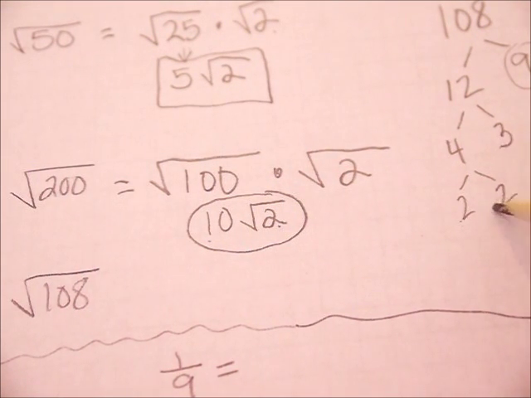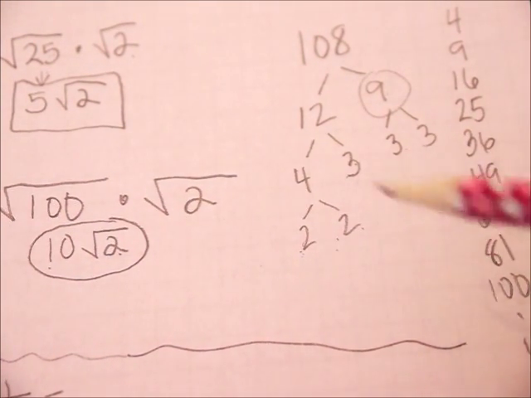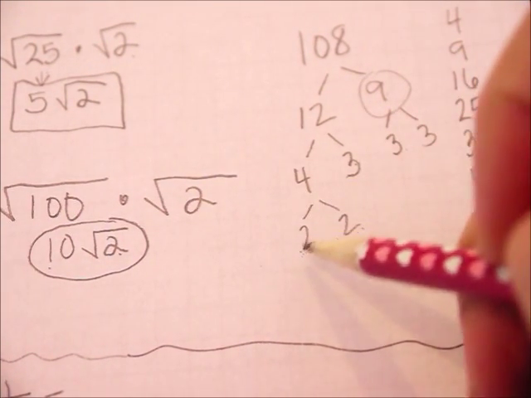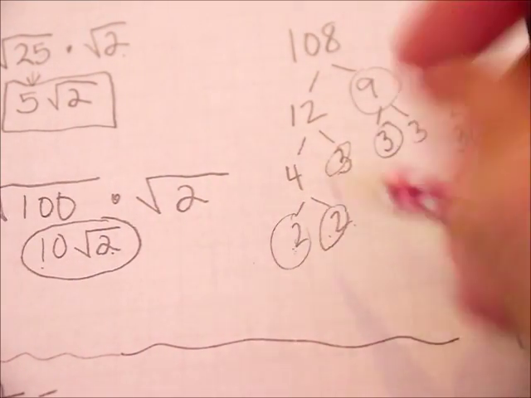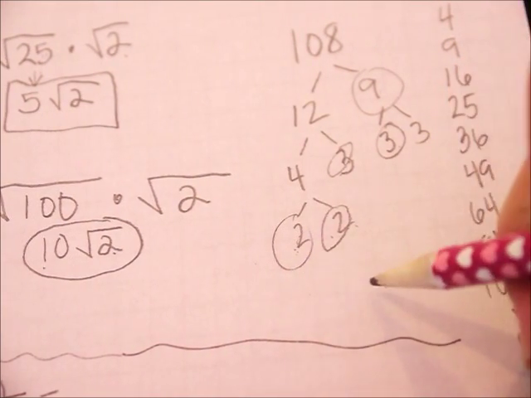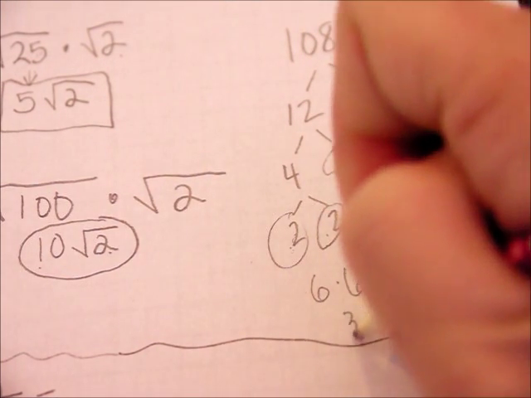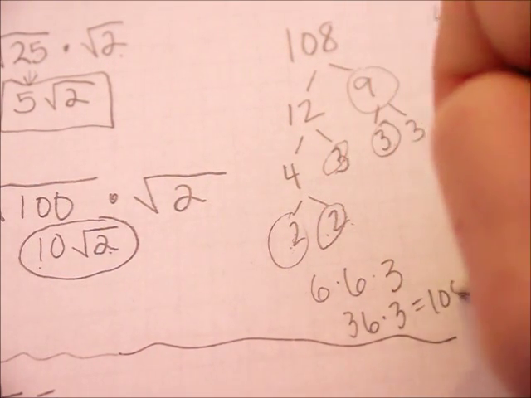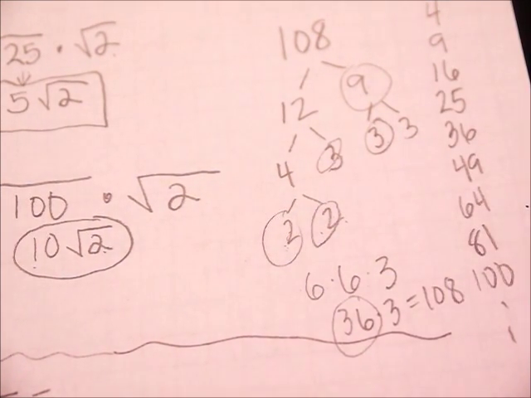I actually notice that 36 goes into 108 when I look at this, and I'm not sure if you would see that. This is a little bit higher level thinking, so it's okay if you don't. I can see that I've got 2, 2, 3, 3. So what that means is I've got 6, 6, and 3. So that's the same as 6 times 6 times 3. So 36 times 3 equals 108, which tells me, ooh, 36 goes into 108.